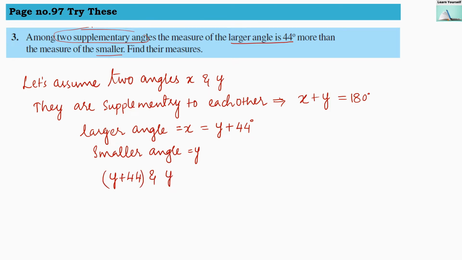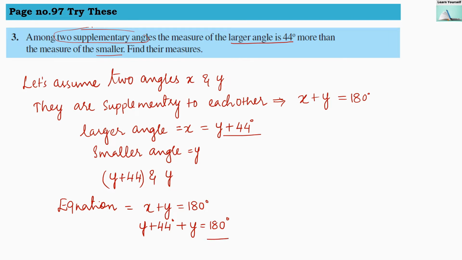Now we have to find their measures, so let us make the equation. Our equation will be x plus y equals 180 degrees. But x equals y plus 44, so let us substitute the value for x. It will be y plus 44 degrees plus y equals 180 degrees. This is our equation and we are going to solve it.